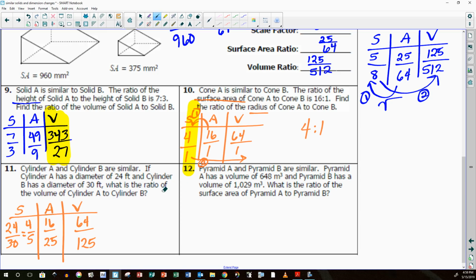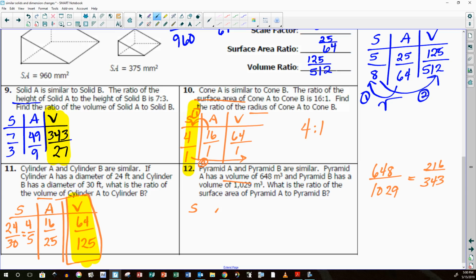Now it says, what is the ratio of volume? Well, they're wanting this column right here. If they had wanted area, then you would have had that one as well. So now you have them both. All right, this one says Pyramid A and Pyramid B are similar. They have a volume of 648 and 1029. So 648 to 1029. I'm going to see if these will reduce. And they do. They reduce to 216 over 343. So these are volume ratios.